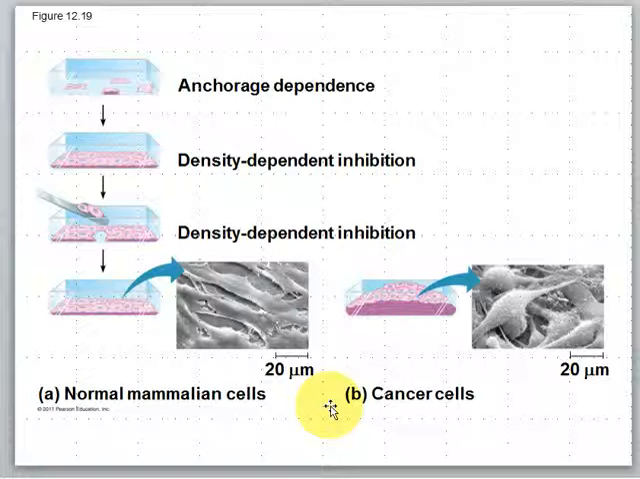Here's a good illustration to talk about some of those external signals. First, if you have some cells, they won't start to divide until they are able to anchor to some sort of substrate. So that's anchorage dependence. Then, once they do begin to divide, they will exhibit density-dependent inhibition. They'll probably fill the whole petri dish, but then they will slow or stop the reproduction and division process. If you were to remove some of those cells in a normal mammalian cell, they will fill in that blank. But then, once again, they'll stop dividing.